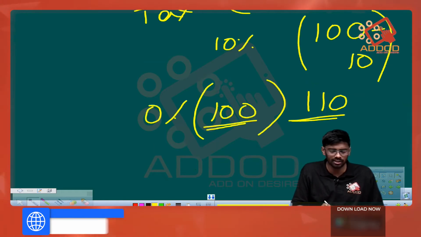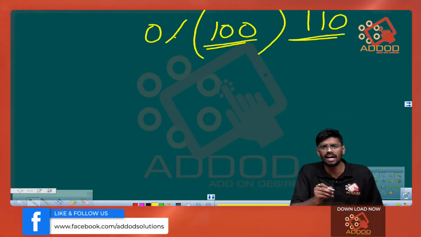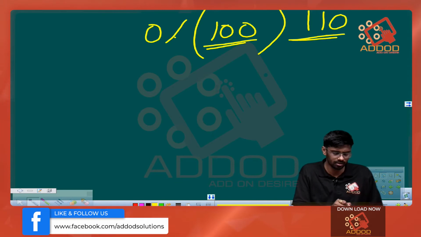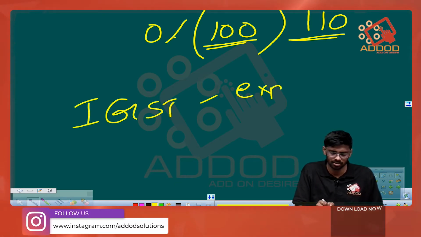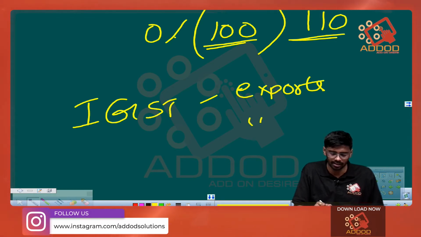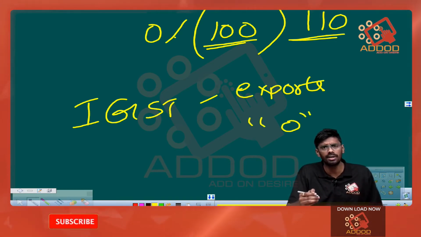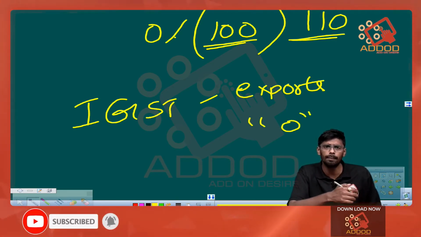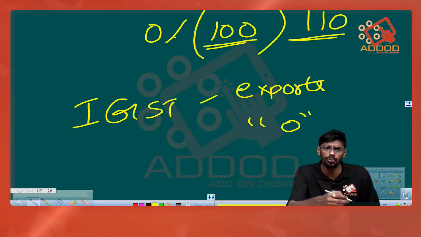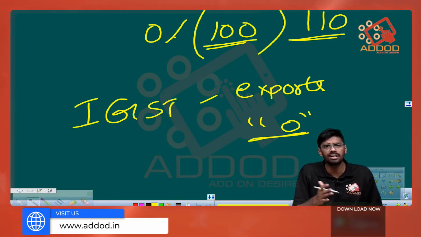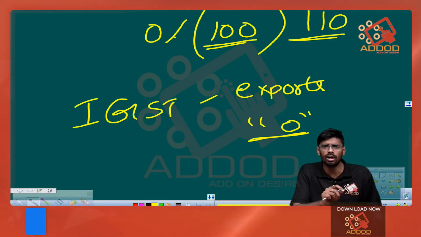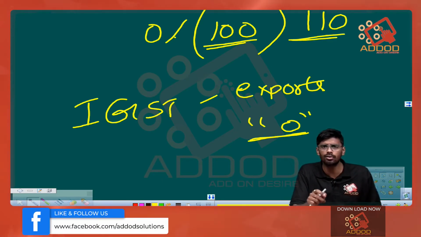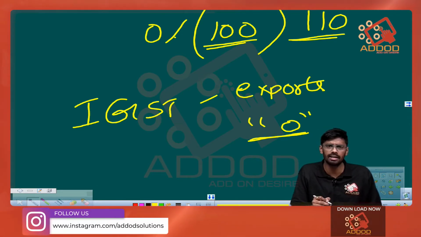And also you should note that the IGST on the exports is 0 rated. That is, if you are exporting something, the IGST would be applicable on this. But you should note that the IGST which is applicable is 0%. So, technically, you are not asked to pay any tax for exporting some material.